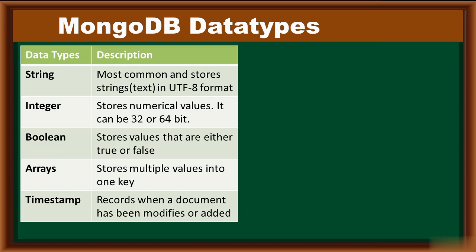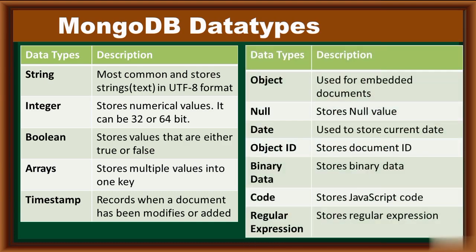Next, we've got the timestamp. Sometimes it's also called the C timestamp. This can be used for recording when a document has been modified or when you add a new document. Also, we've got things like the object. An object data type is used for embedded documents.